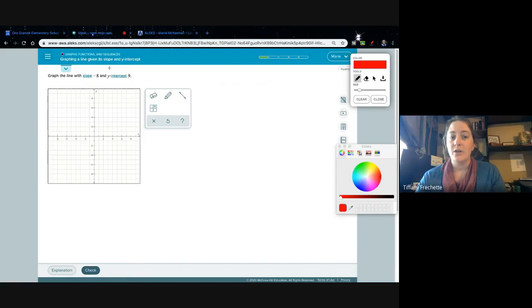Okay, so the y-intercept is 9. Hopefully that's pretty clear: if it's positive, we go up, and if it's negative, we go down. Before I move over to the actual graph, I'm going to look at the slope of -8. It's -8, and remember, it has a 1 under it. If they don't give you a fraction, you put a 1 under it. And that's rise over run.